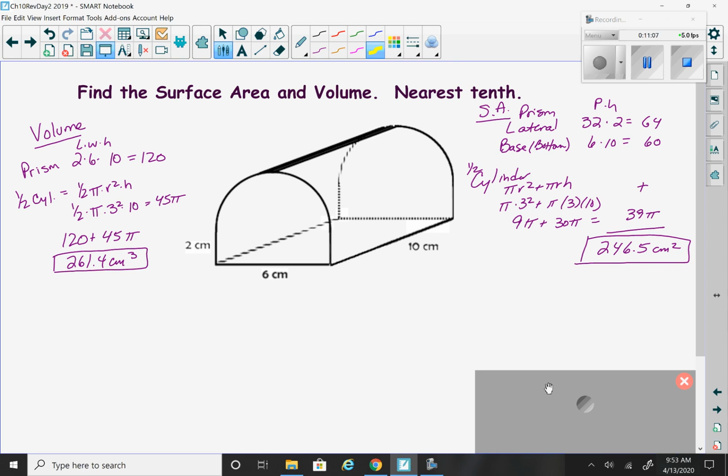The other thing that we want to talk about is surface area. Again, for the prism at the bottom, the lateral, that's all the way around, 32. That's the perimeter of the base times the height, which is 2. So the lateral of that prism is 64. And then I only have a bottom surface there, 6 by 10 at the bottom, that's 60. There's no top on that rectangular prism, right? So there's my surface area of the 5 sides of my rectangular prism. For my half cylinder, I've got pi r squared plus pi r h. So when I add those together, I get 39 pi. And then when I add all 3 of those together, I get 246.5.